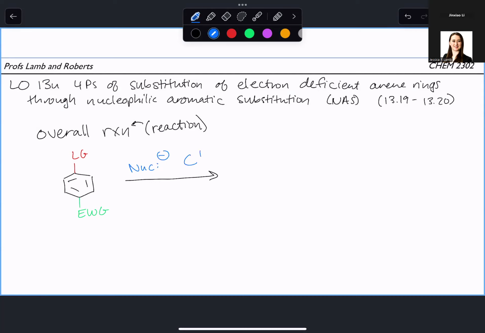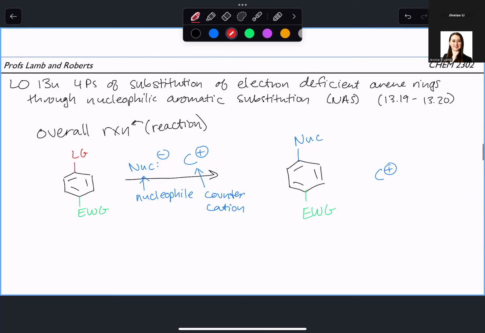That nucleophile will have a counter ion, so I'll just draw that here. Here's our nucleophile. Here is our counter cation. And overall, what is happening? We are substituting the leaving group for our nucleophile. Our electron withdrawing group is still there, and our counter ion gets paired with the leaving group. So this is our overall reaction.